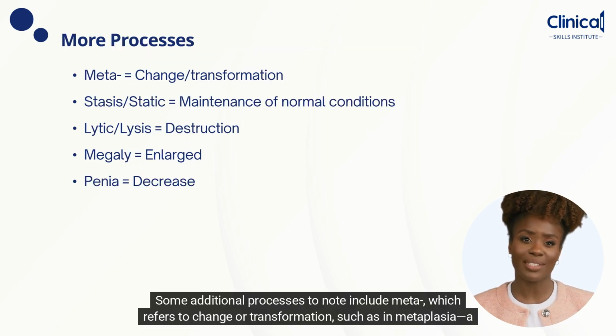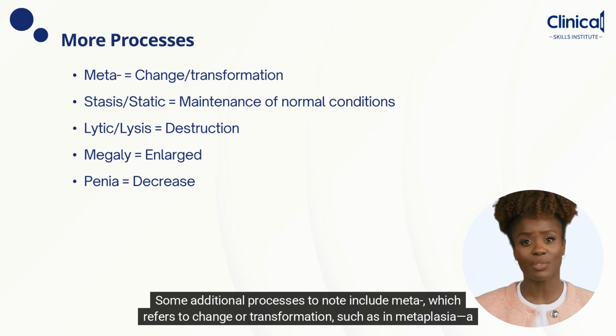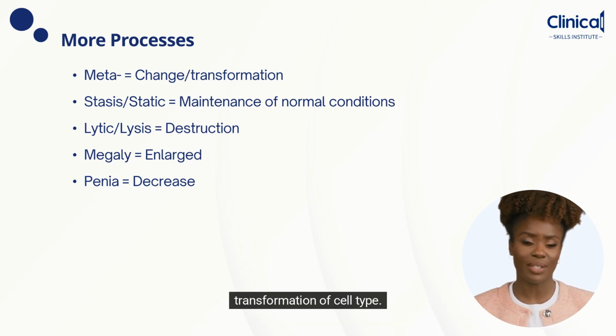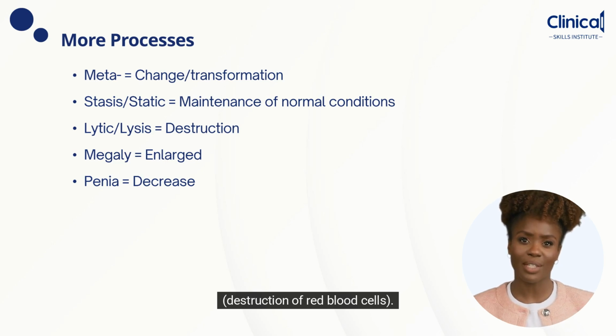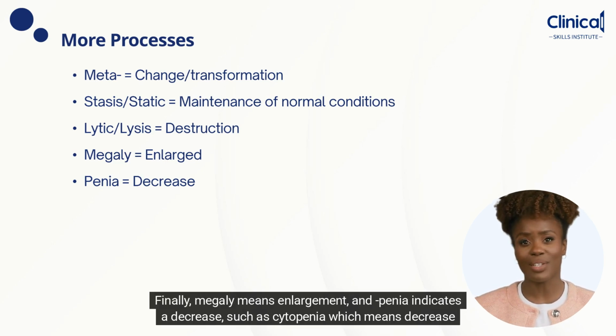Some additional processes to note include meta, which refers to change or transformation, such as in metaplasia, a transformation of cell type. Stasis refers to maintaining normal conditions, while its opposite, lysis, refers to destruction, like hemolysis, destruction of red blood cells. Finally, megaly means enlargement, and penia indicates a decrease, such as cytopenia, which means decrease in cells.